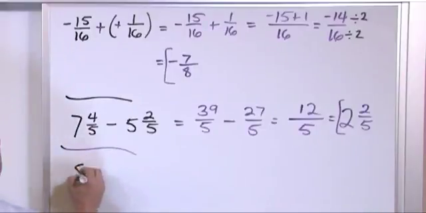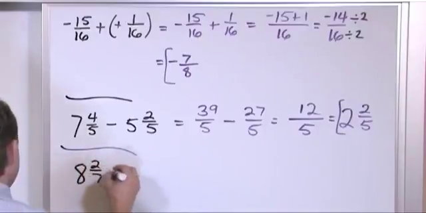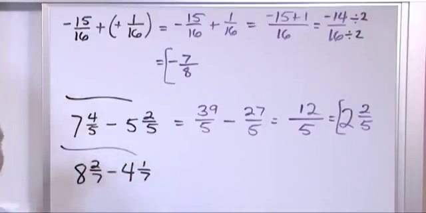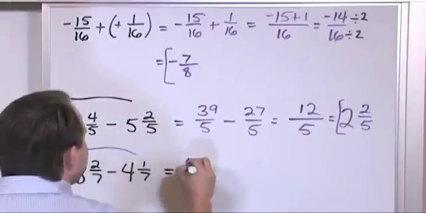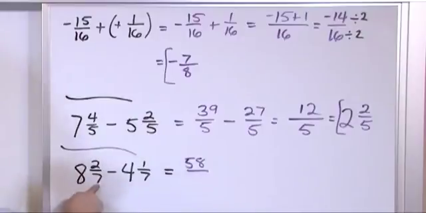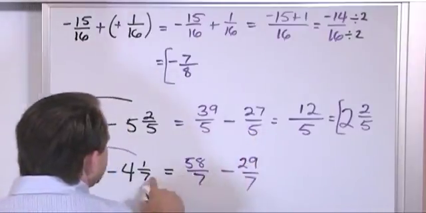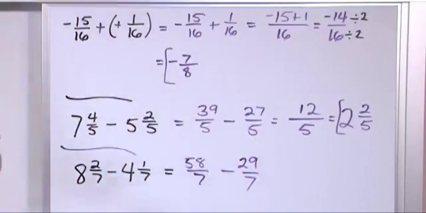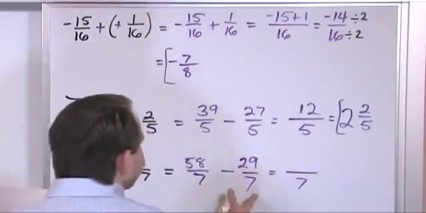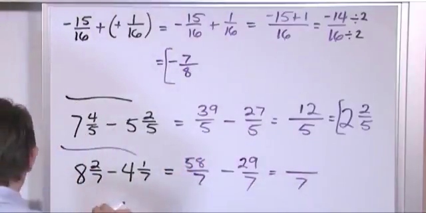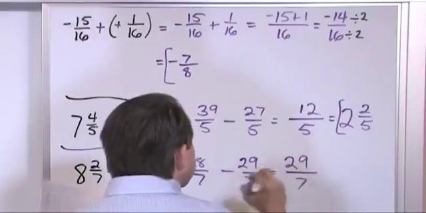What if we have 8 and 2/7 minus 4 and 1/7? Let's go ahead and convert to improper. So 8 times 7 is 56, plus 2 is 58 over the denominator, which is 7, minus 7 times 4 is 28. 28 plus 1 is 29 over 7, because that's our denominator. So the denominator is 7, so it stays the same. 58 minus 29 is going to give you 29.